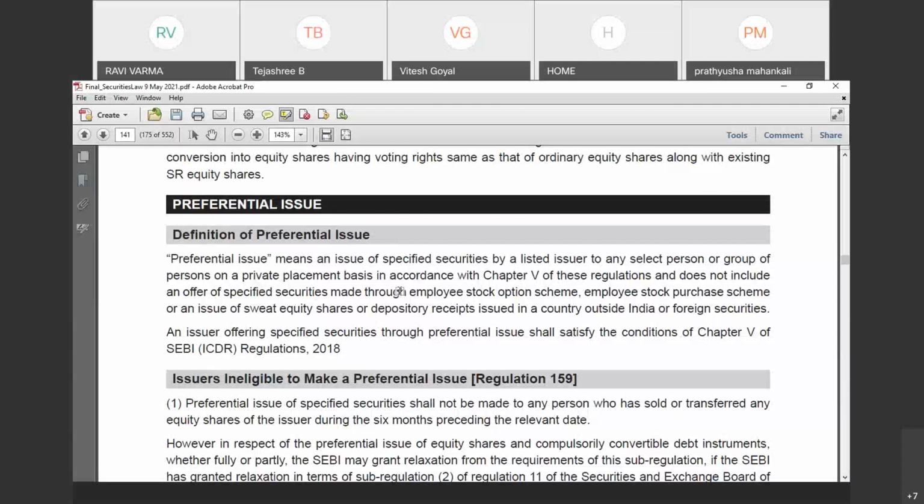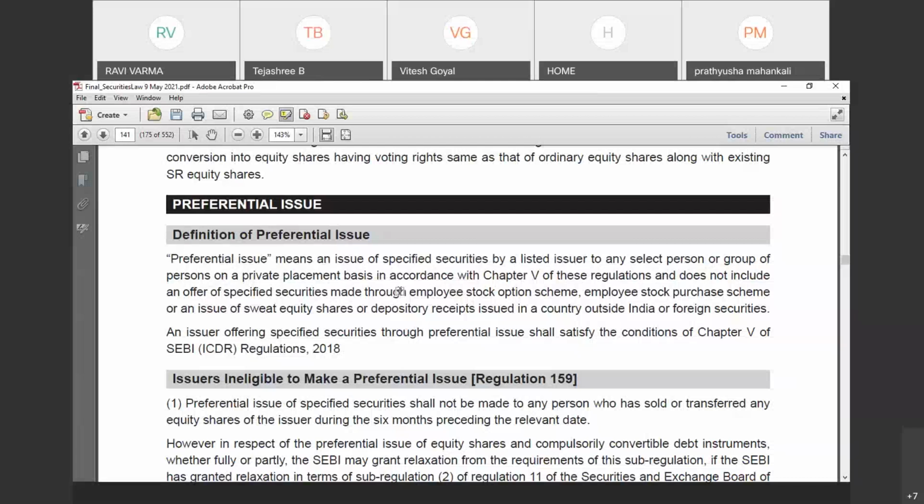Sir, what will we do under the preferential issue? Under the preferential issue, it is basically allotted to a group of persons. The group of persons means it is allotted basically to the identified promoter group or the mutual fund house. The mutual fund house means the big investors, those who put in the money.